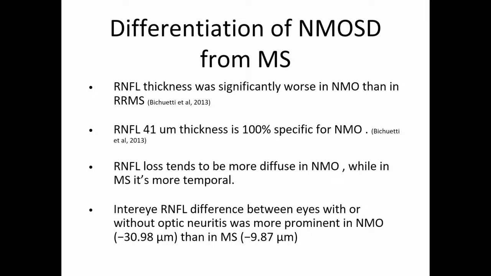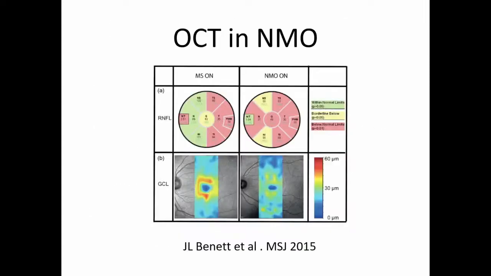The NFL loss tends to be more diffuse in NMO, while in MS, optic neuritis tends to be more temporal, and I can show you some pictures. On the left side you have NMO. You can notice that there is more diffuse loss. It's not just the temporal quadrant. It tends to be all over the optic nerve head, and there's even more loss of the ganglion cell layer in NMO than in MS optic neuritis.